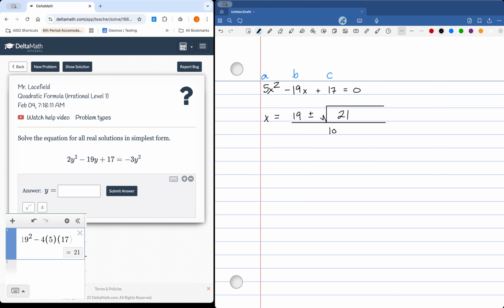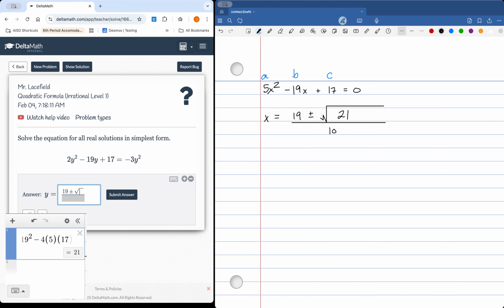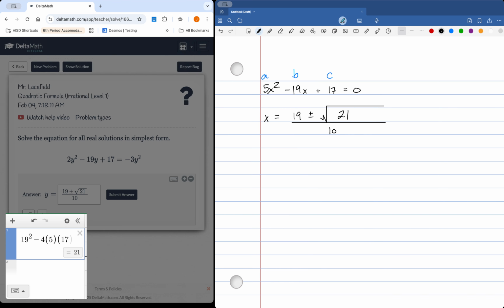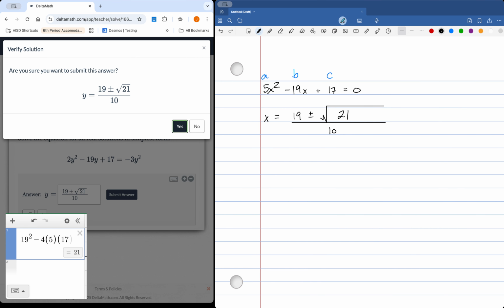We're just going to take 19 plus or minus. So the first thing I'm going to do is create my fraction bar. 19, hit the plus or minus, square root 21, put it over 10. I would reduce it where I need to, but 19 is prime, so it can't be reduced. And there you go.